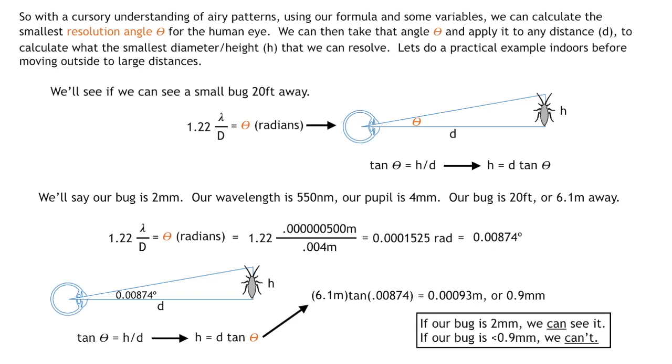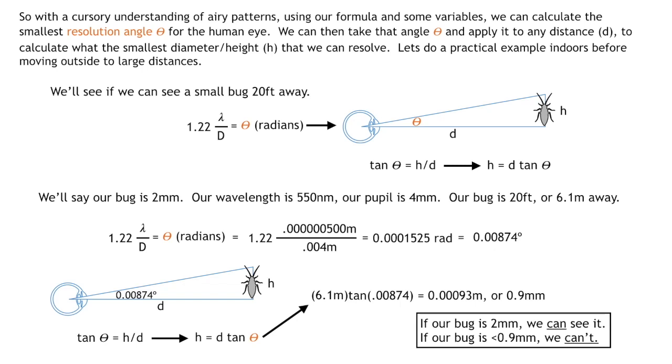So we'll say our bug is 2 millimeters. The wavelength of light we're observing here is 550 nanometers, right in the middle of the visible spectrum, and our pupil aperture diameter is 4 millimeters. So our bug is 20 feet away, or 6.1 meters.